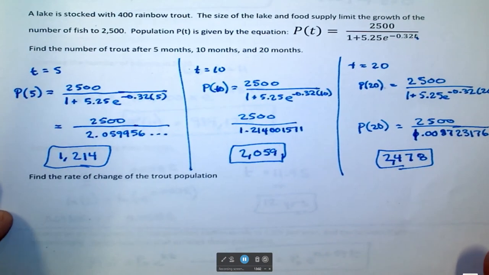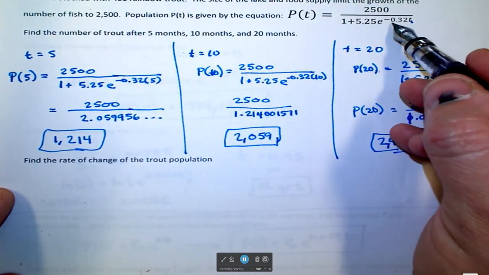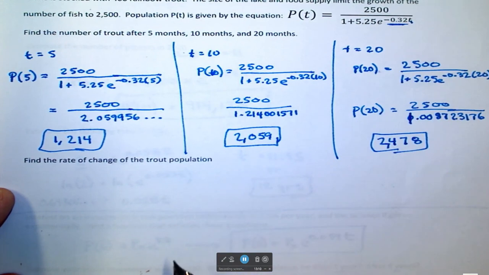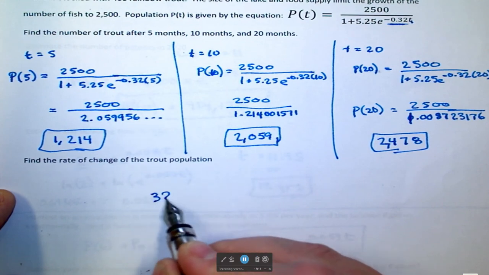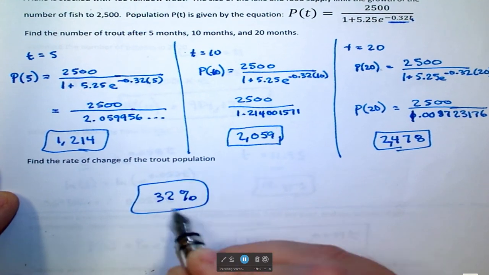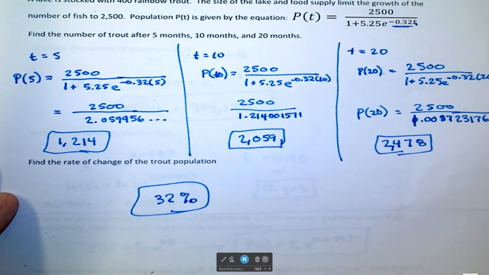Okay. So then, find the rate of change of the trout population. And again, K is always going to be this value here. So what is the rate of change of the trout population? It's going to be 32%. 0.32, 32%. Okay, that's it.